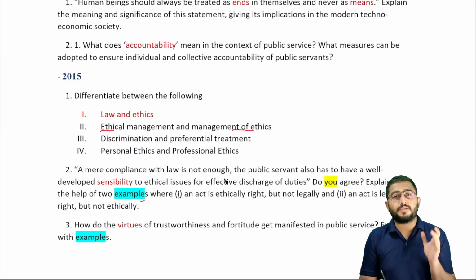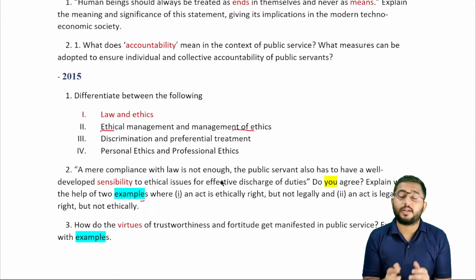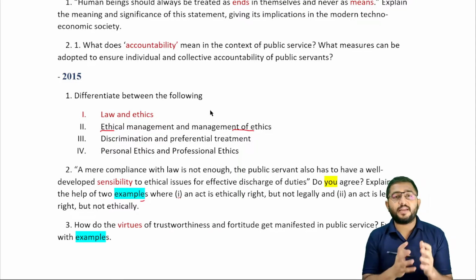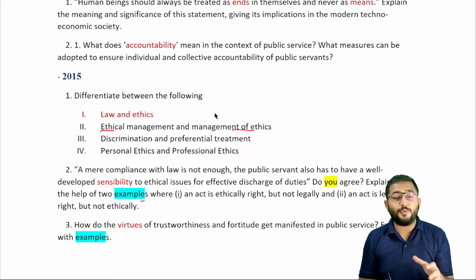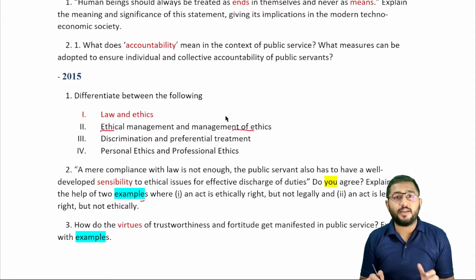ये रियल लाइफ एग्जाम्पल्स तब आते हैं जब आप थॉट एक्सपेरिमेंट्स करते हो while you're conducting the class, while you're doing the classes, and while you're making your notes, while you're discussing these topics. That is where you form these real life examples. That is where you form this understanding where you can apply it to your own real life.